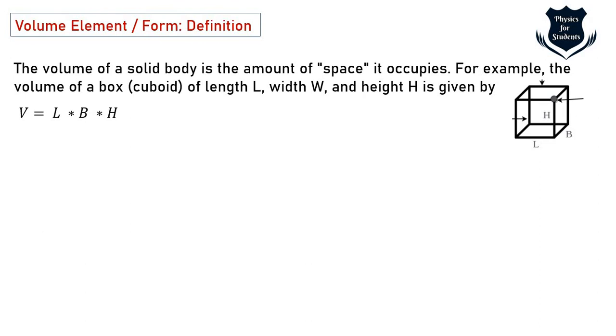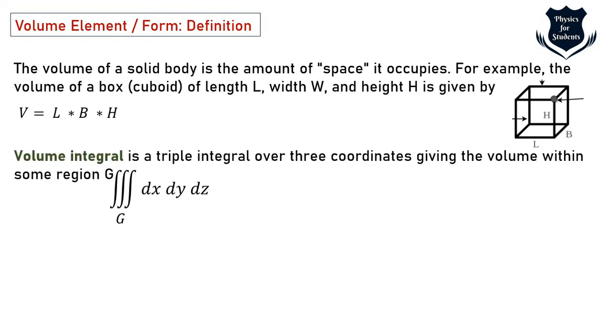So let us see what volume element actually means. Here is a cuboid. In general we mean volume equals length multiplied by breadth multiplied by height. Now if I take a volume integral, just a general integral of these 3 dimensions, I can do a triple integral over a region. It can be g of dx, dy and dz. This is called the volume integral.